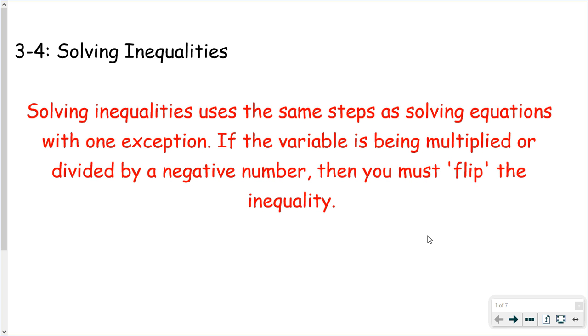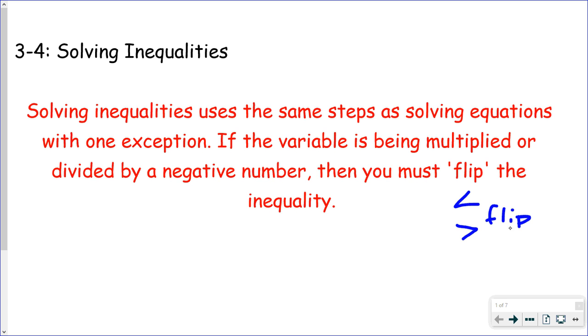And that exception is if the variable is being multiplied or divided by a negative number, then you must flip the inequality. And what I mean by that is if this is the inequality symbol, then you have to flip it around and make it like this before you solve the inequality. Or you could do it at the end, either way. But anytime the variable is being multiplied or divided by a negative number, you have to flip the inequality symbol. And that just means make it face the other way.